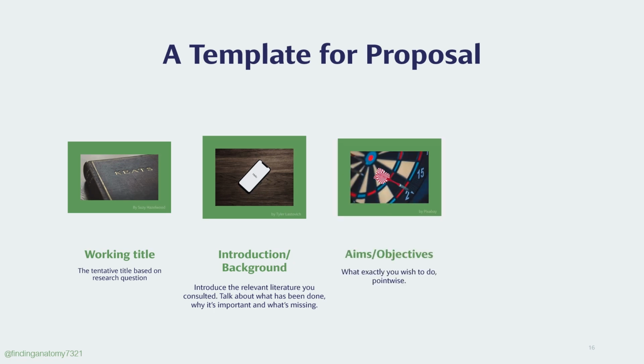So the aims and objectives will be more specific things that you will be doing with it. So you will be identifying anatomical variations. You will be making measurements related to it. So the aim and objective will give specific areas that you will be focusing on during your research.